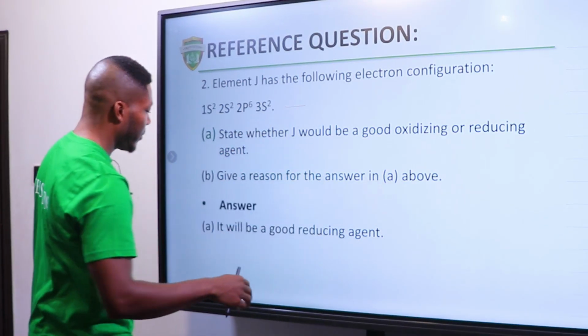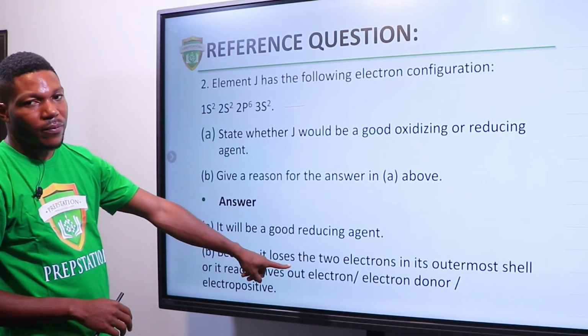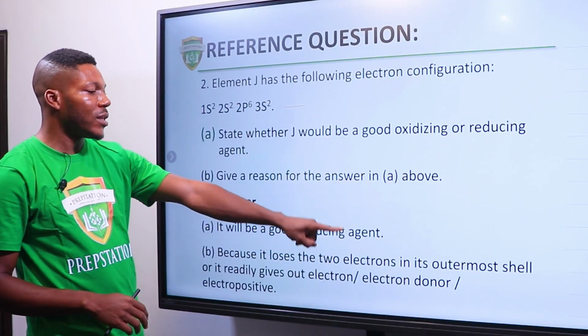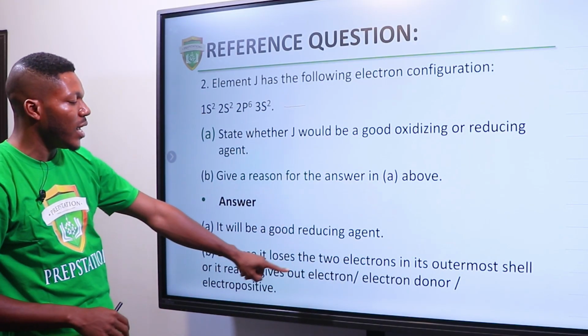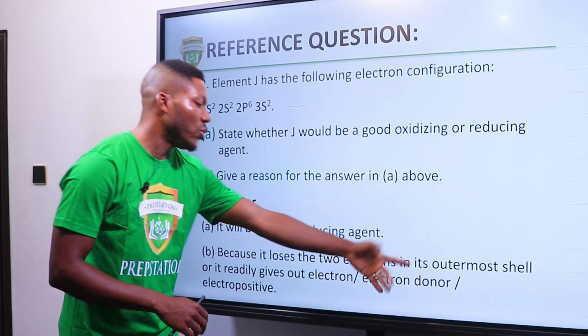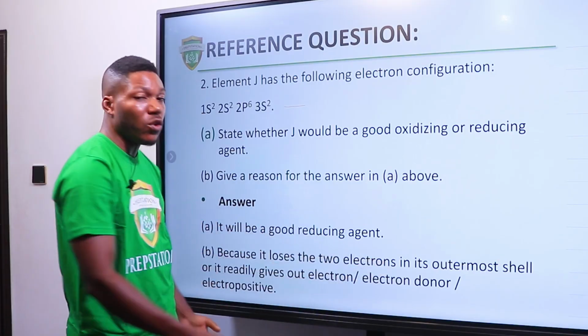Now, give a reason. Let's look at the reason. What is the reason for the answer? Because it is going to lose electrons. How many? 2 electrons in its outermost shell. Or it readily gives out electrons. Or you can say electron donor or electropositive element. Either of these will give you your full mark.